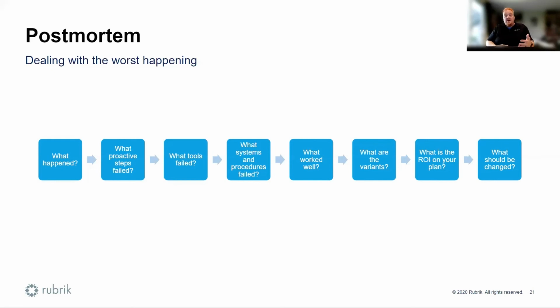Maybe we need to adjust our plan to make it a little bit better. What is the ROI on your plan versus what happened? Did your plan net the benefits you expected? And then what should be changed? Process, technology, or tools. The main thing I have to stress, though, is this postmortem is not a blame session.